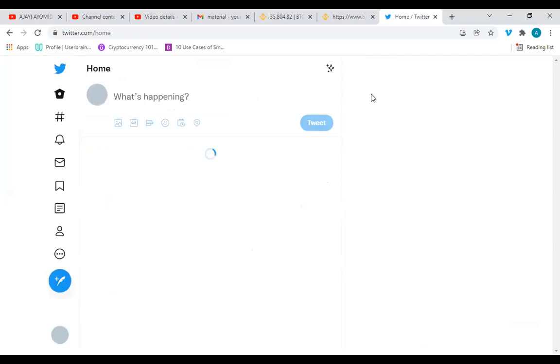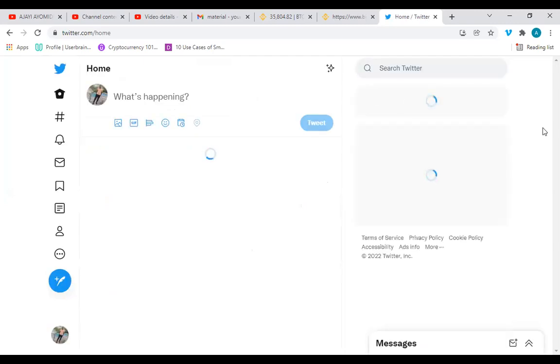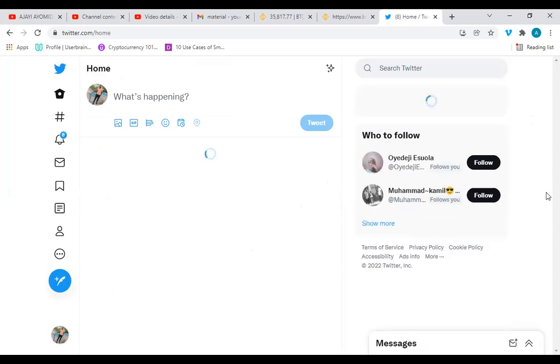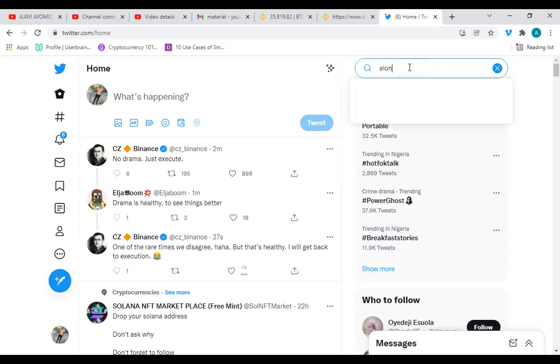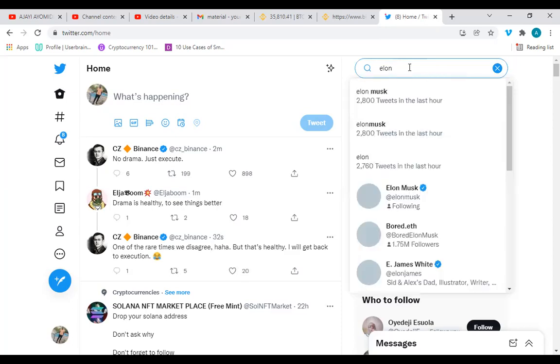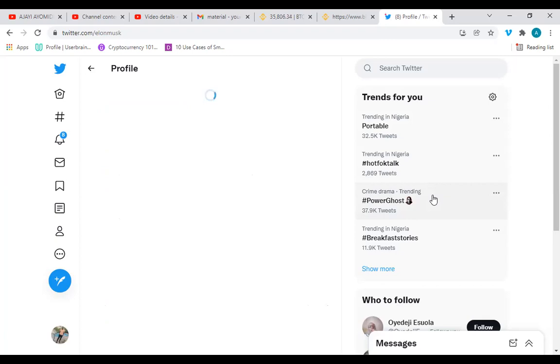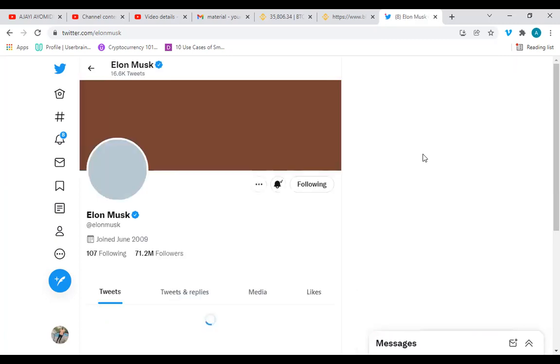Now the major way you can get sentiment analysis is from Twitter or social media. But Twitter is wider than other social media platforms. You can't get sentiment analysis from WhatsApp. You can just go to people like Elon Musk. Even though some people hate him, if he tweets about a coin today, it will surely pump because people will buy it, since they believe he has invested in the coin too.